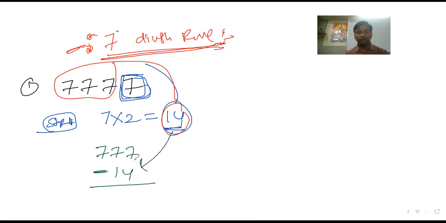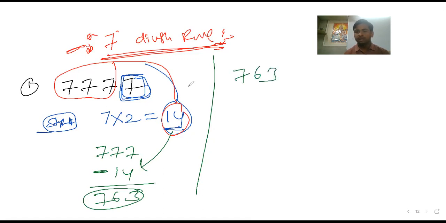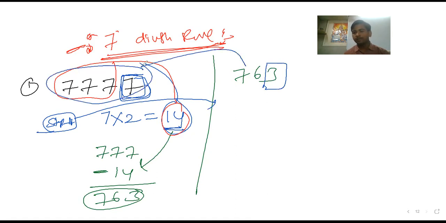How much are you going to get? 763 is the second number. Next, you apply a similar procedure, step 1 again. Take the last digit, because the 4 digit number has become a 3 digit number. Now again take the last digit and multiply it with 2. How much are you going to get?